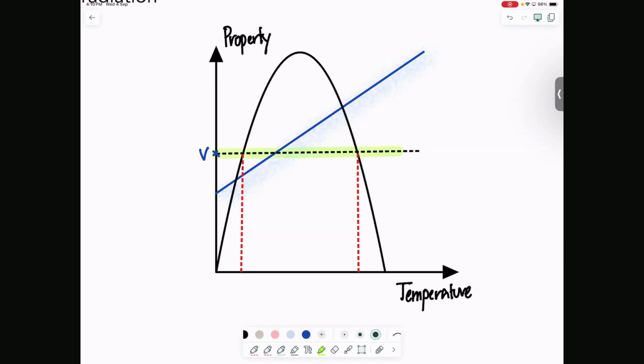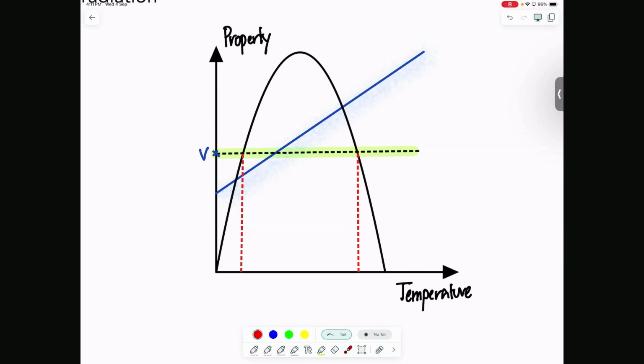At that particular volume reading, this volume reading, what are the temperatures I get? I get a low temperature, I get a high temperature. So therefore, this material, this property graph can't be used as a thermometer. So the only material that can be used as a thermometer is something that has a linear relationship. And secondly, it must have no two repetitive values, okay?